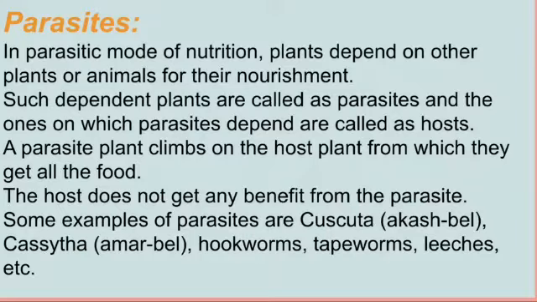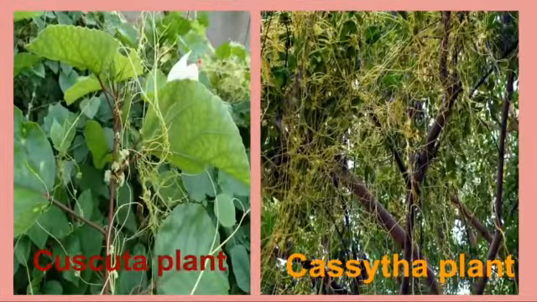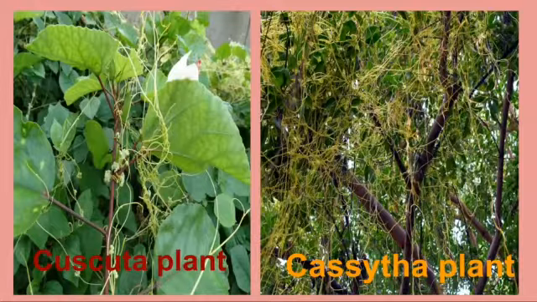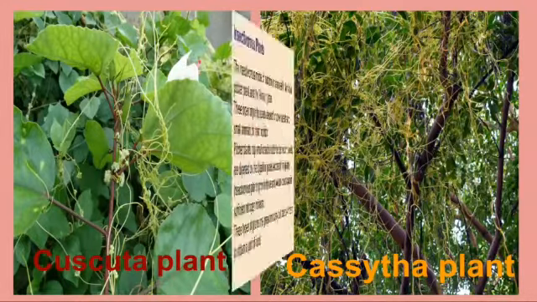Some examples of parasites are Cuscuta, which is known as Akash bel, and Cassytha, which is known as Amar bel. Hookworm, tapeworm, and leeches are also good examples of parasites. Here you can see the image of the Cuscuta plant and the Cassytha plant. These are very common examples of parasitic plants.